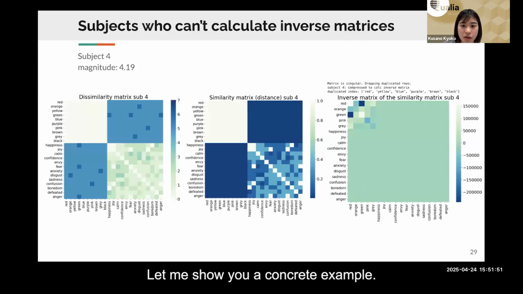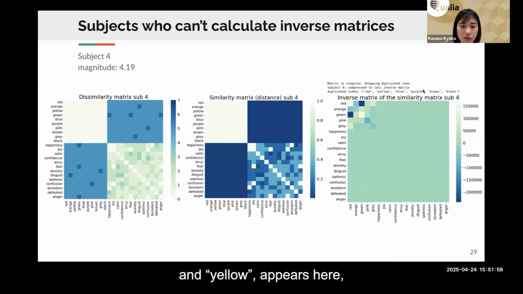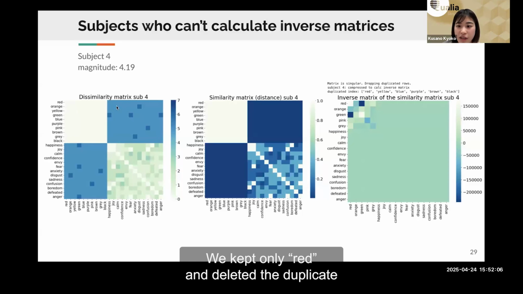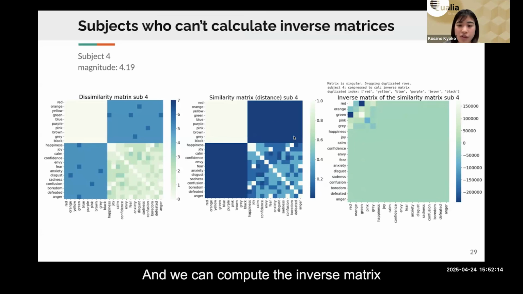So let me show you examples. These participants gave identical responses for red and yellow and other pairs here in the dissimilarity matrix. We kept only red and deleted other duplicated rows to perform the computation. And we can compute the inverse matrix. And the magnitude was around 4.